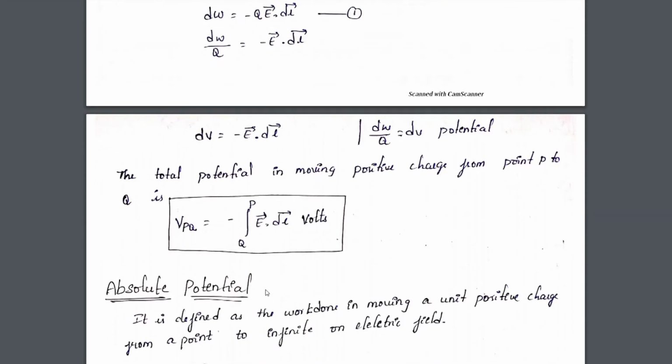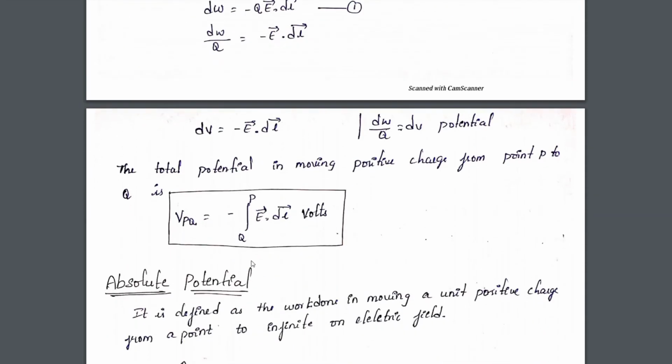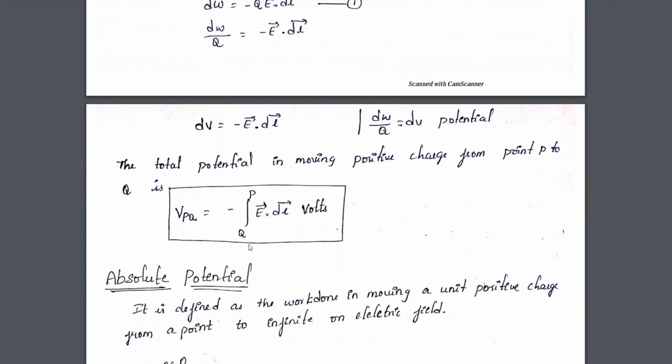Once you find the differential potential, if you want total potential, you need to integrate this equation on both sides. So how do we integrate here? If you are moving the unit positive charge from P to Q, the integral will be from Q to P because you are having the negative sign. So all of you should remember here, VPQ, if you write, you're moving the charge from P to Q. That means while integrating, since a negative sign is there, you need to reverse the points and then integrate. So it is from Q to P.